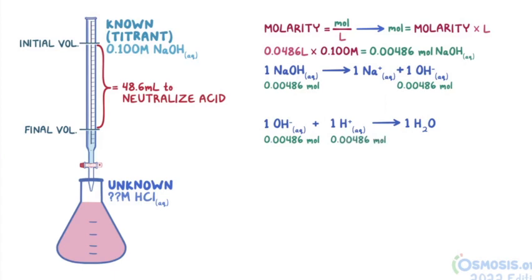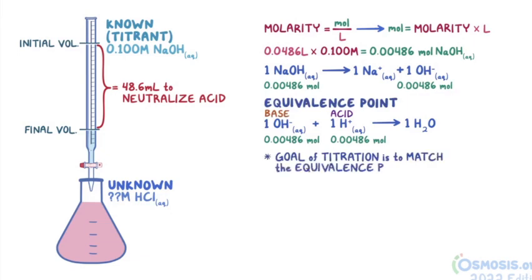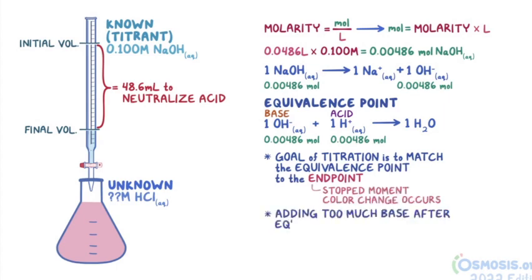the unknown. The point in a titration where the number of moles of acid is equal to the number of moles of base is called the equivalence point. The goal of a titration is to try to match the equivalence point to the endpoint. Therefore, a titration is stopped the moment the color change occurs. If we continue adding too much base after the equivalence point, we have overshot the titration.